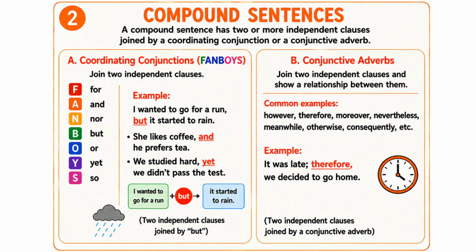We can also use a conjunctive adverb. Common conjunctive adverbs include however, therefore, moreover, nevertheless, meanwhile, otherwise, and consequently. For example, it was late; therefore, we decided to go home. Notice that we use a semicolon before therefore, and a comma after it. So the main idea is, compound sentence equals 2 or more independent clauses.